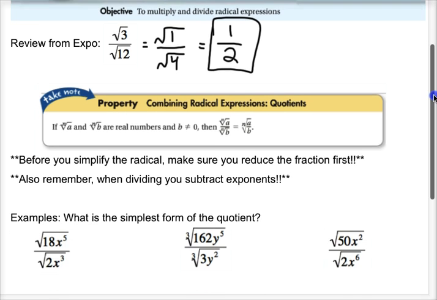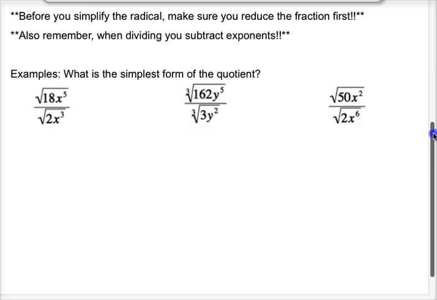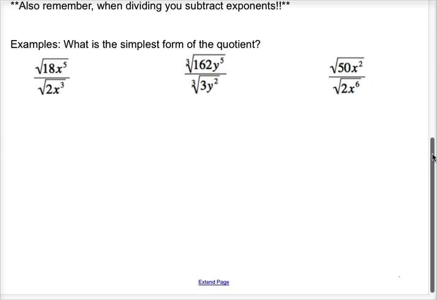So jumping into the real meat of today. I've already mentioned this, but before you simplify the radical, make sure you reduce the fraction first. Also remember, when dividing, you subtract your exponents. So let's take a look at this. What is the simplest form of each quotient?